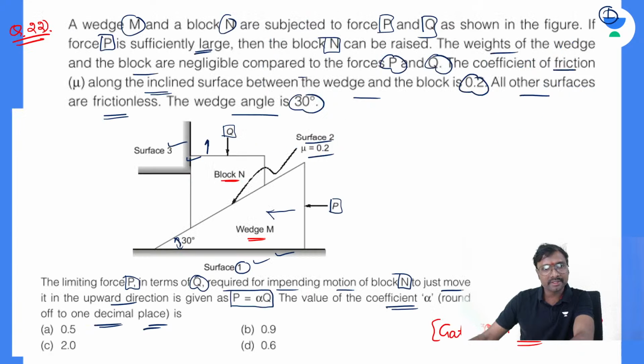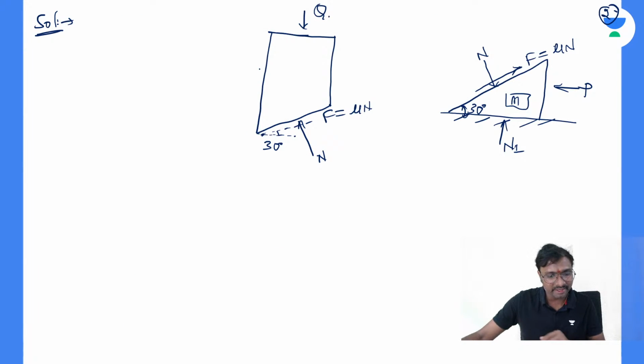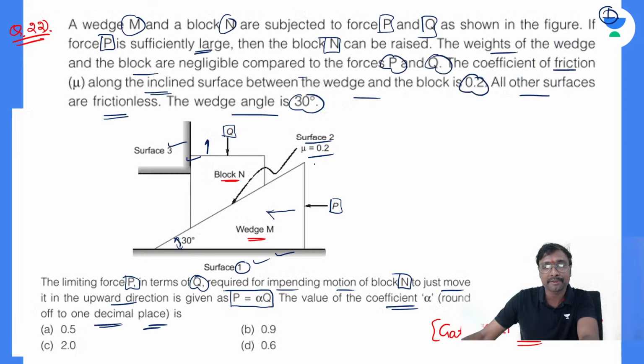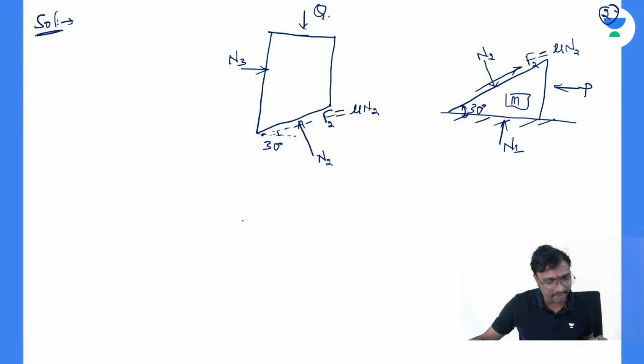And because of this surface 3, let us say you will be getting that reaction here. That is your N3. Surface 3 we have mentioned now. And here N2 you take it, and F2 you take it, mu into N2, because we are giving the name as second surface. So this is just surface number 2. So normal reaction 2 we can take it.